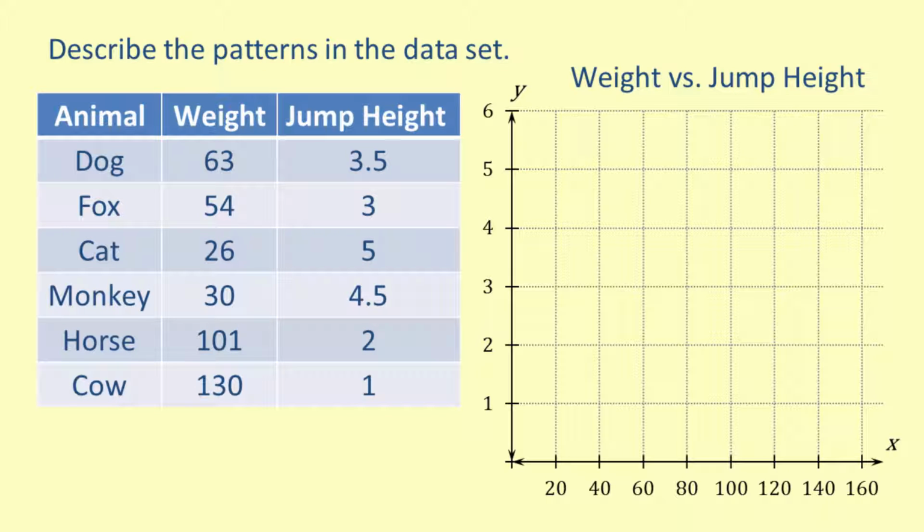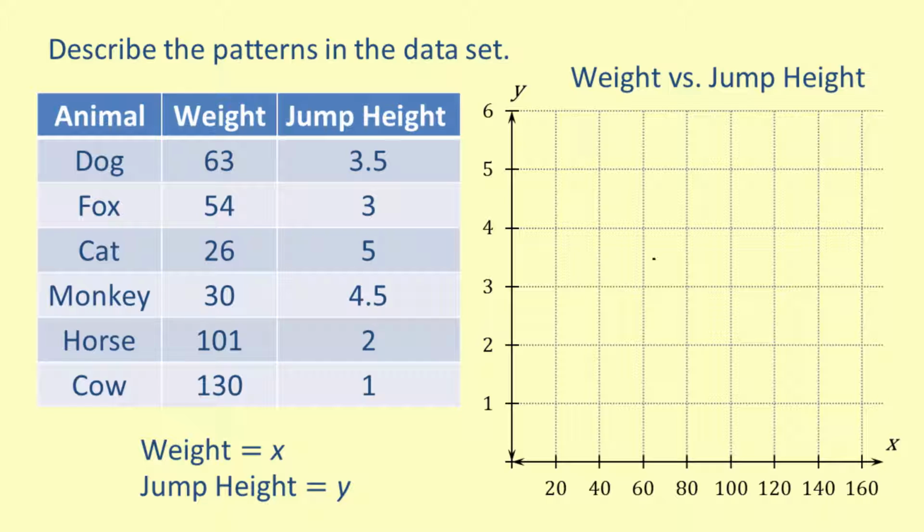Describe the patterns in the data set. The data table shows the weight and jump height for various animals. For this exercise, we will use weight as the x-coordinate and jump height as the y-coordinate. Now, let's create a scatter plot of our data points.